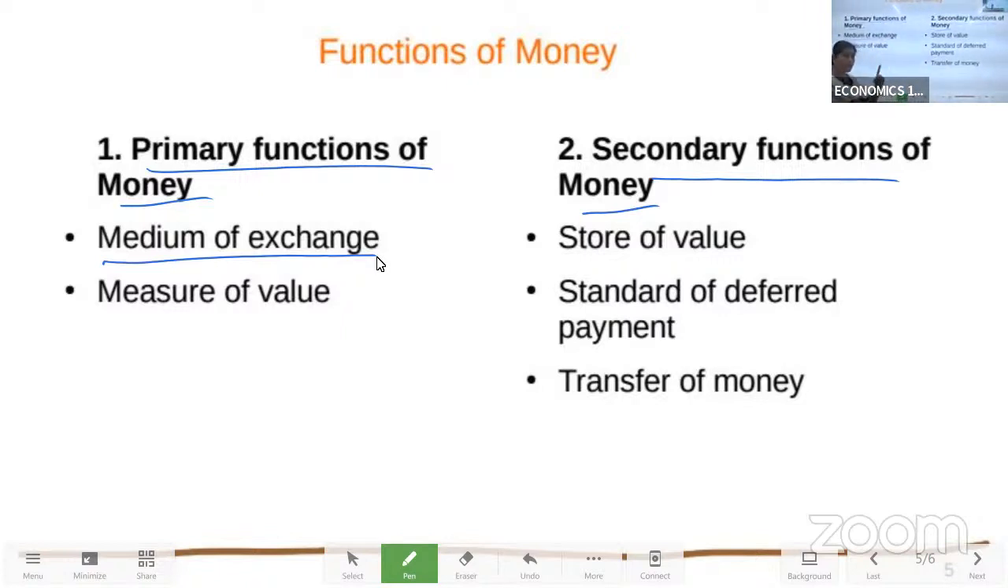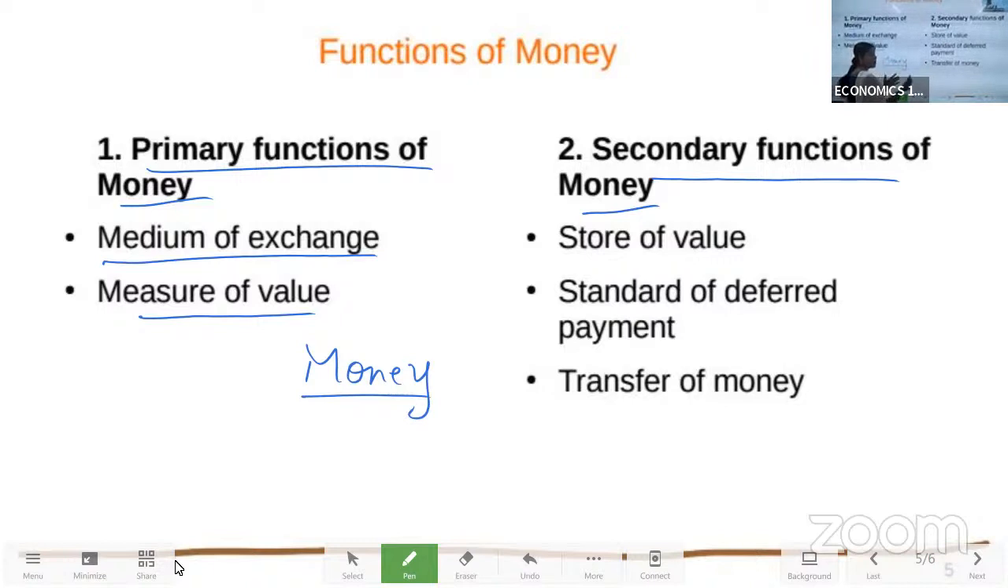Under the primary functions of money, there are two categories. One is the medium of exchange, that is, anything which you are exchanging. The second one is the measure of value. Measure of value means the commodities, if their values are expressed in terms of money. So here you are paying the money and purchasing it.